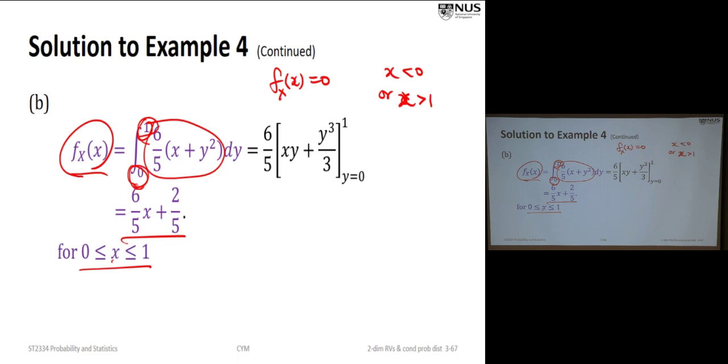So if you follow the integration, you look at f of x, which is integrated over y, in fact from minus infinity to infinity. That one will be 0 for x less than 0, because for x less than 0, the joint PDF is 0. So it is equal to 0.